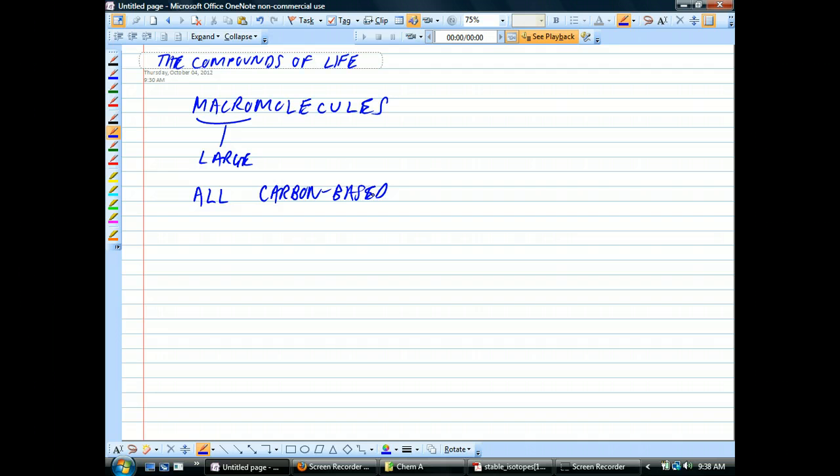That's why carbon's important. Carbon atoms have a strong tendency to bond. In fact, they like to bond. They like to form 4 bonds, 4 bonds per atom. This makes them extremely versatile.